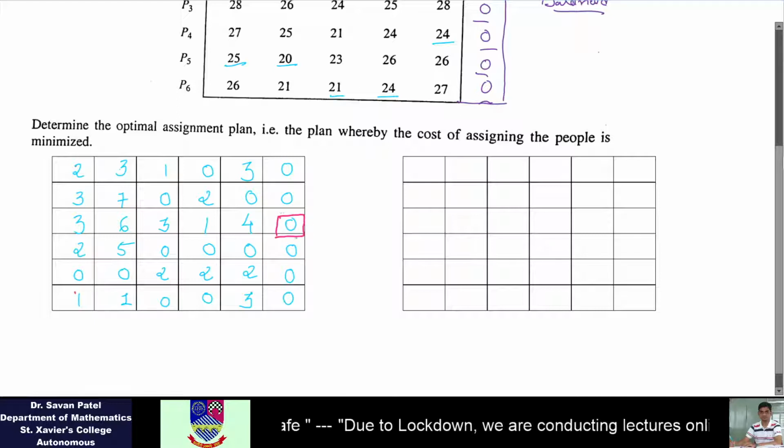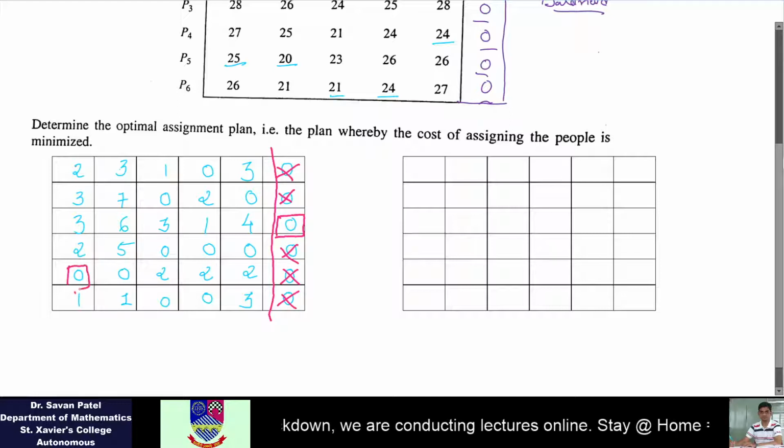Since I have selected this 0, it is unique in this row. I have to cross out all the corresponding zeros in the column. So this column is a cancelled column, that is, a suppressed column. Now think about rows or columns having unique zeros. So now you can select for this column, this is unique. So I am selecting this. In that way, this is cancelled and I am suppressing this row.